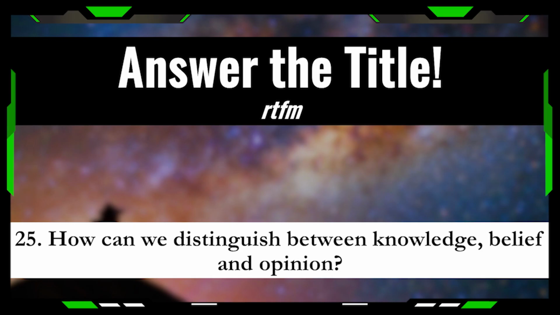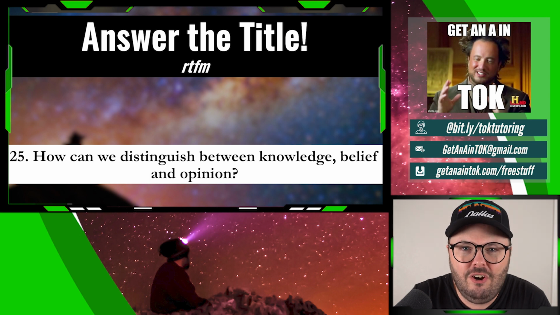Now, a similar one, if you're doing the exhibition, I would want one section to be all on knowledge, one section to all be on belief, and one section to be all on opinion if you're choosing prompt title number 25, okay? So just make sure it's very clear that you're answering the title, because this is the only way to completely fail TOK, which by the way means you don't get your diploma.